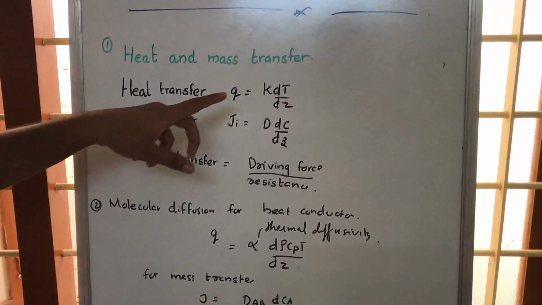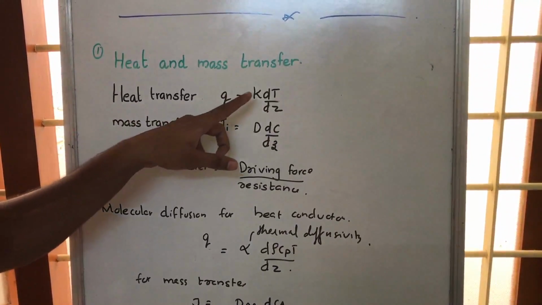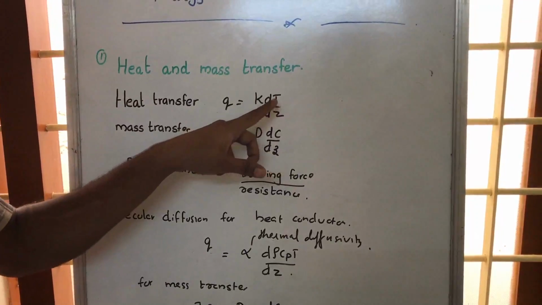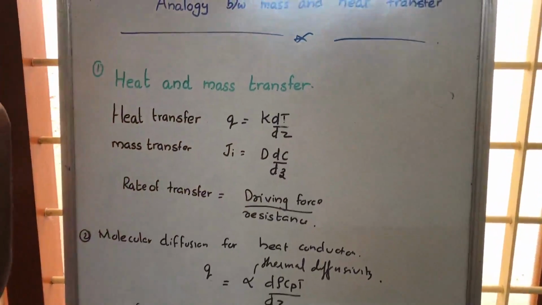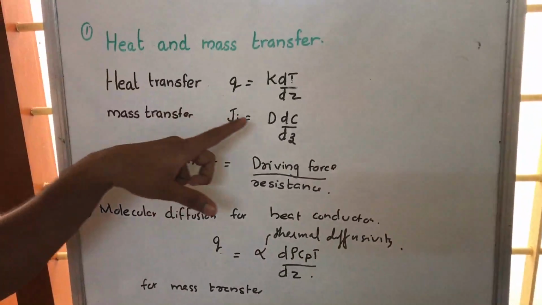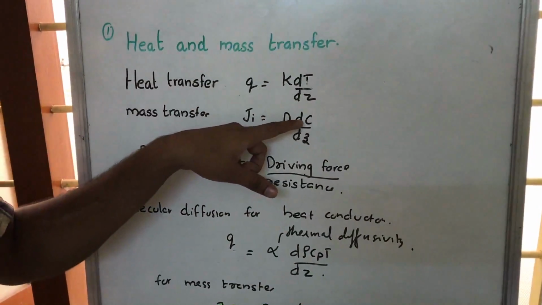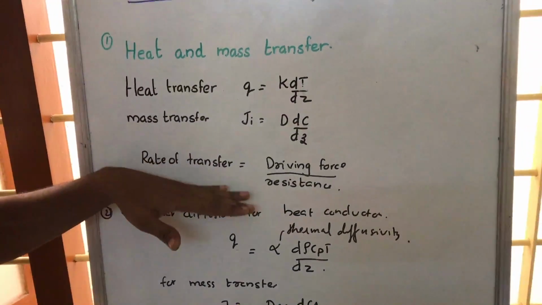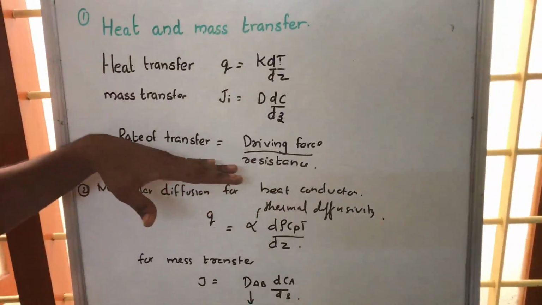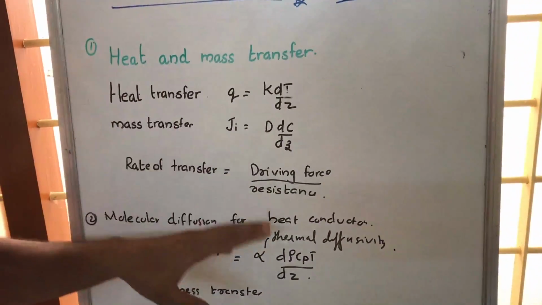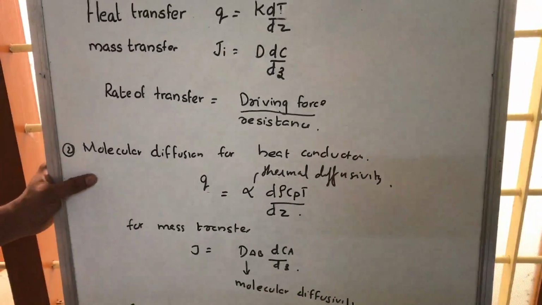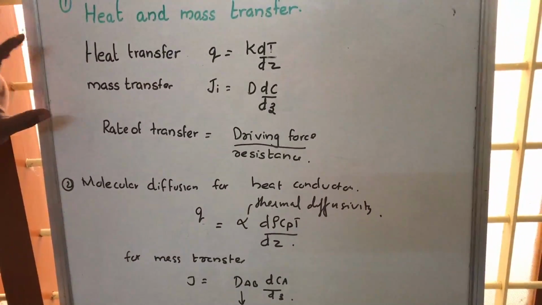And here, if you are looking, this heat transfer is because of this temperature difference, dT, that can be called the driving force for the heat transfer. Similarly, mass transfer is because of concentration difference, that is the driving force. So in general we can say the rate of transfer of heat or mass is equal to driving force by resistance. Now this is molecular, so this is actually not macroscopic level.